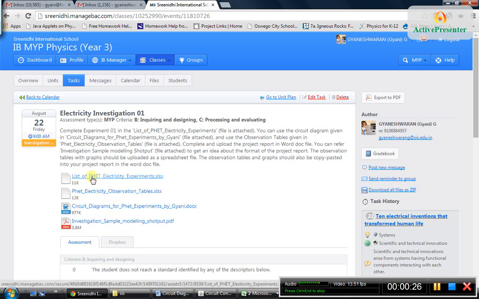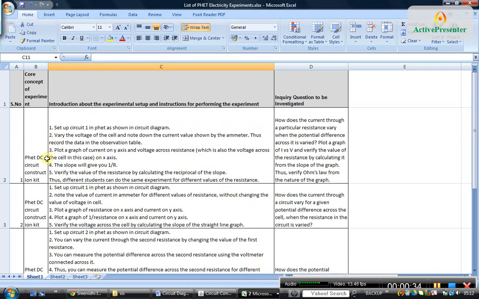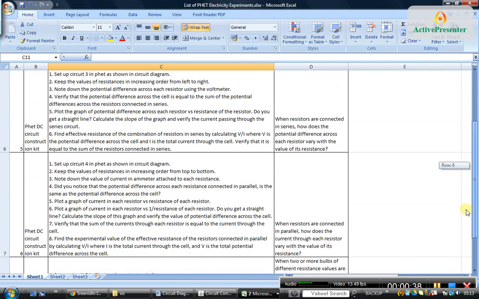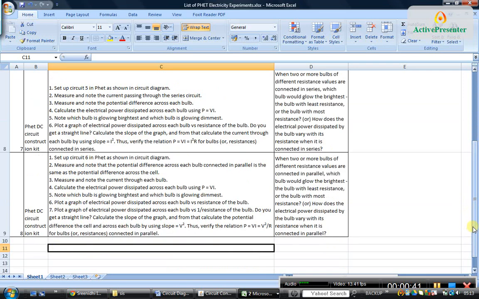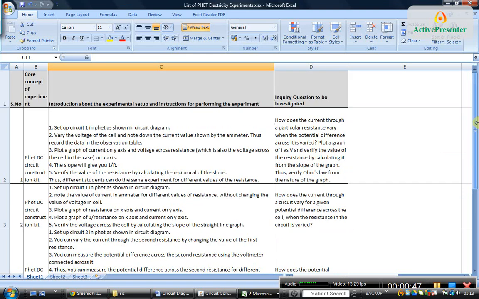and start by looking at the list of PHET electricity experiments spreadsheet. So that spreadsheet is here. So you have to start with the first experiment and one by one move on to all the 8 experiments. Now I have designed these 8 experiments to cover the electricity chapter completely from all angles, right? So it will be best if you do all of them. So let's see what you're supposed to do in the first experiment.